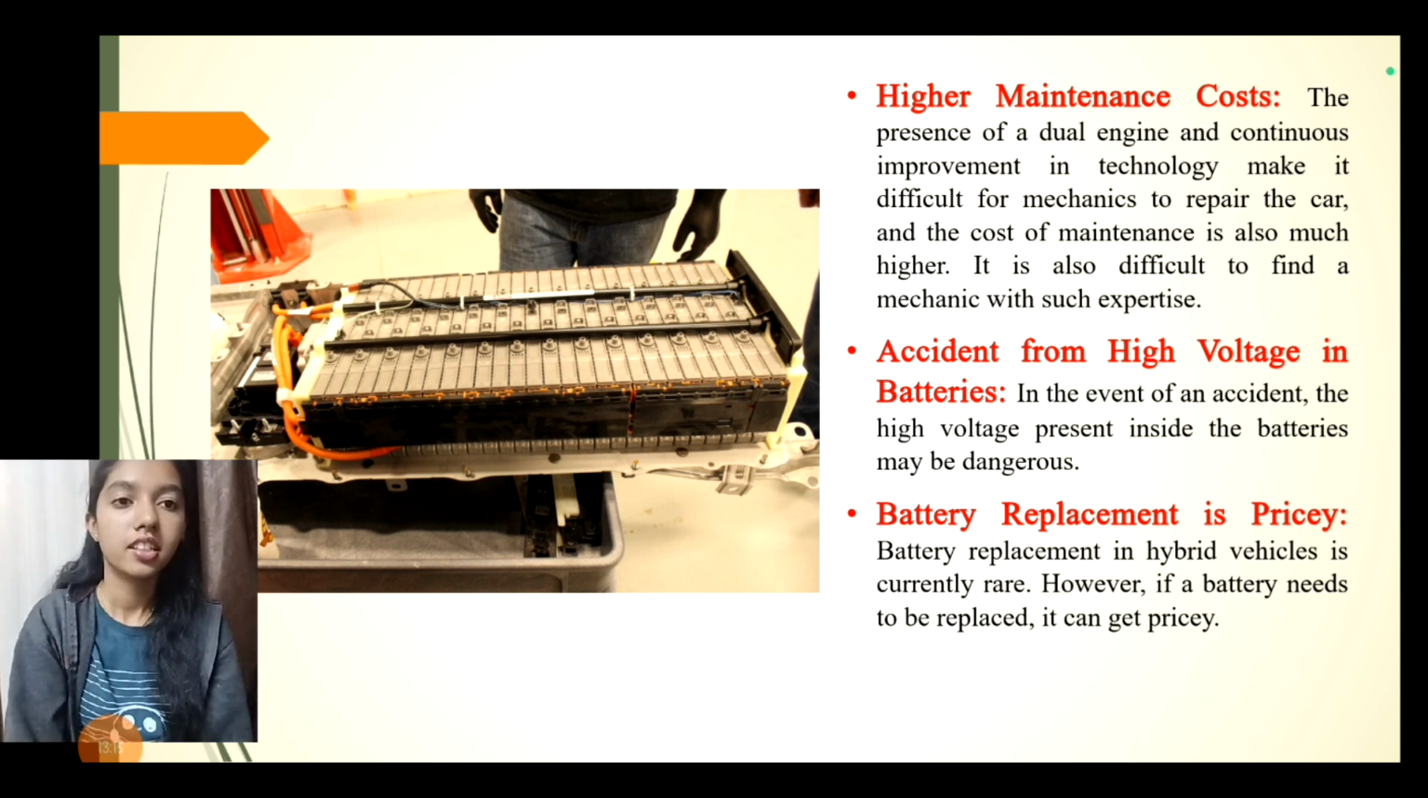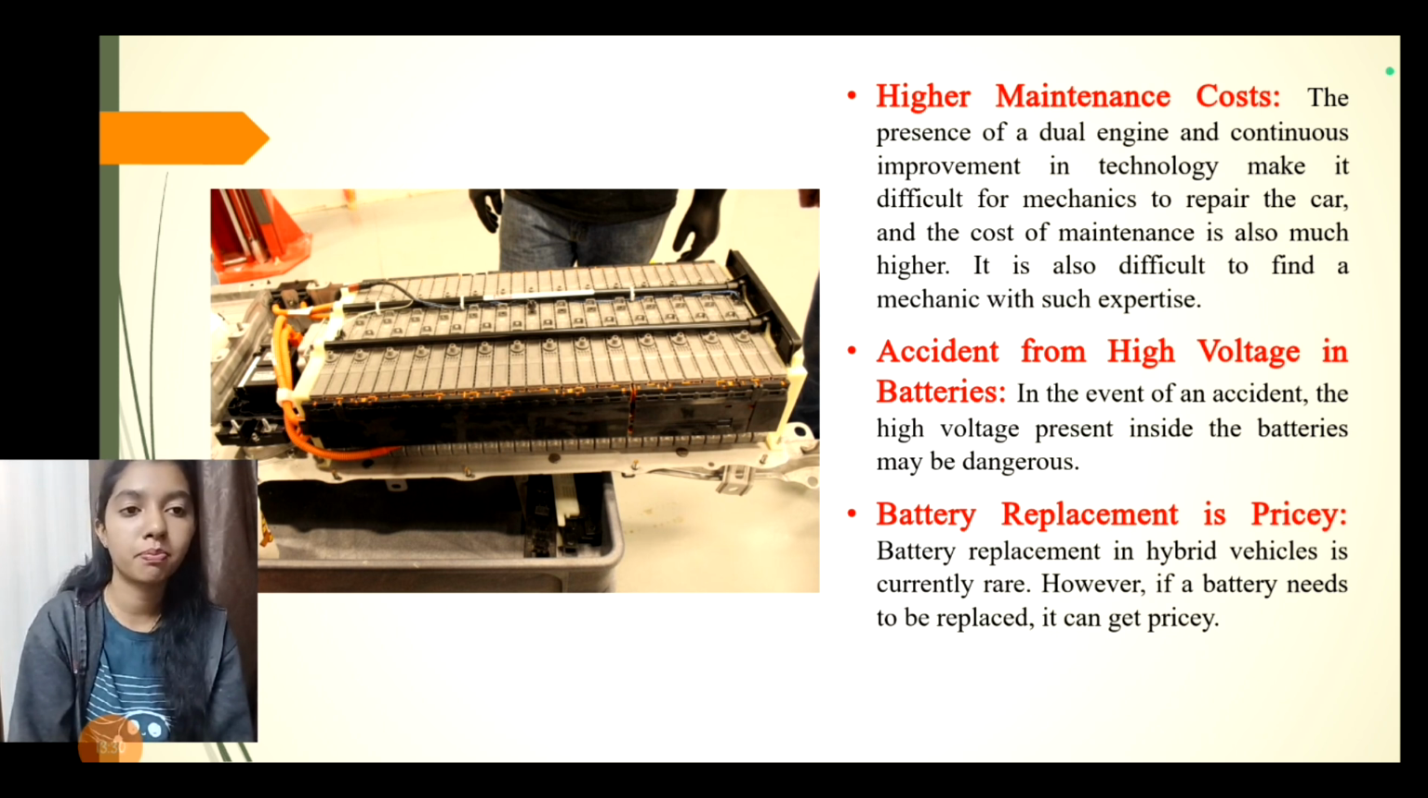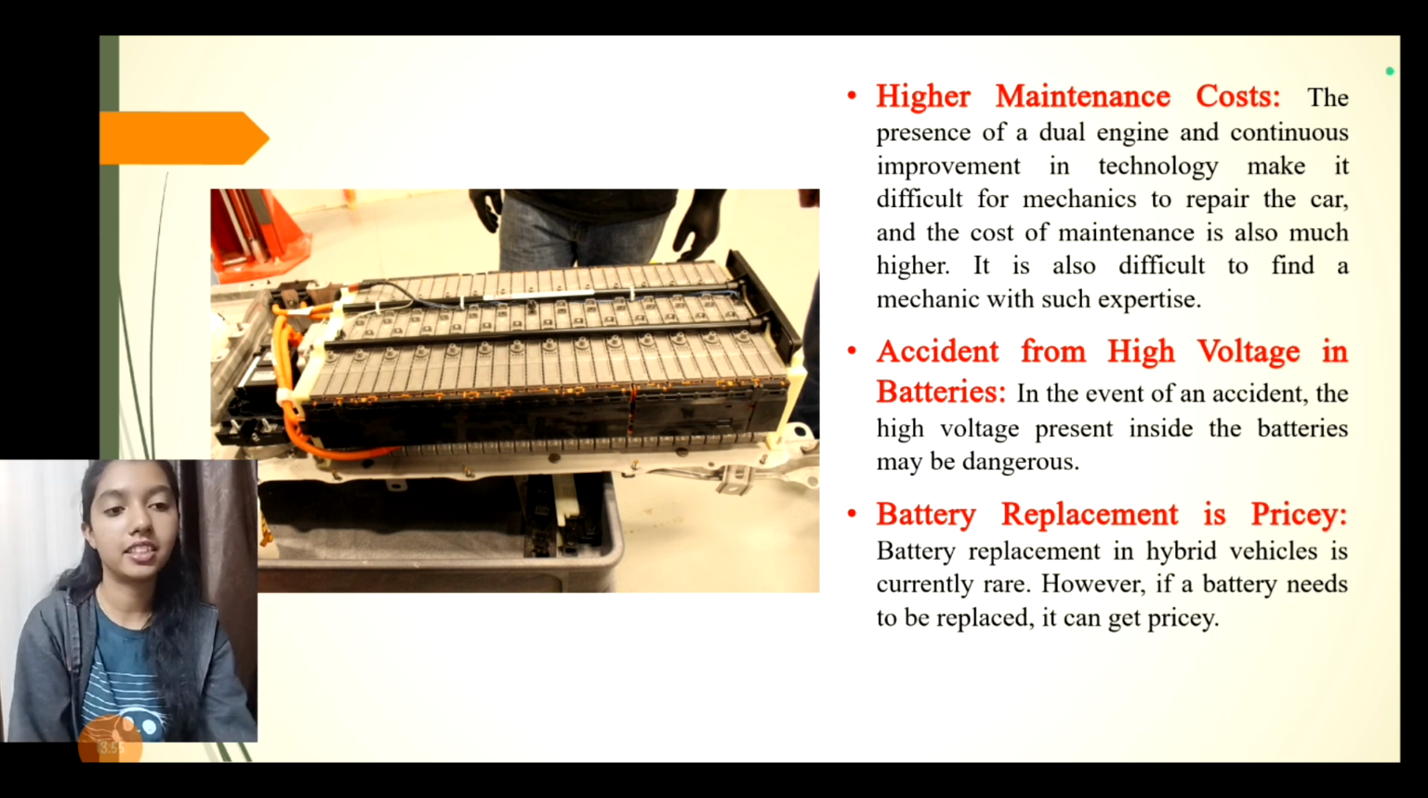Higher maintenance cost. The presence of a dual engine and continuous improvement in technology makes it difficult for mechanics to repair the car, and the cost of maintenance is also much higher. It is also difficult to find a mechanic with such expertise. Accident from high voltage in batteries. In the event of an accident, the high voltage present inside the batteries may be dangerous. Battery replacement is pricey. Battery replacement in hybrid vehicles is currently rare. However, if a battery needs to be replaced, it can get pricey.